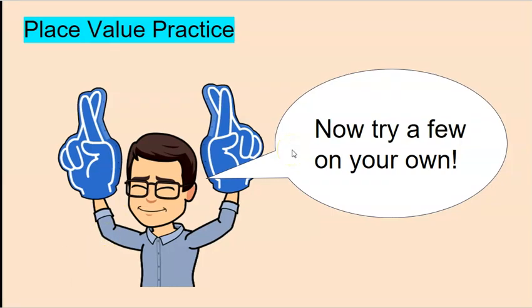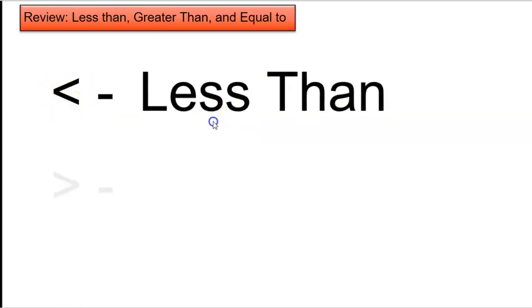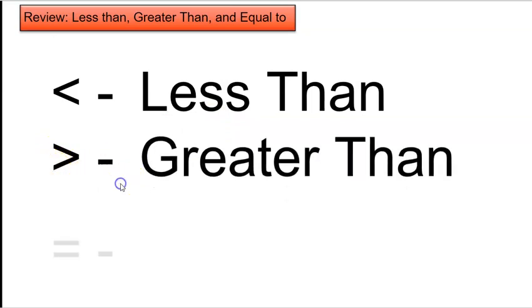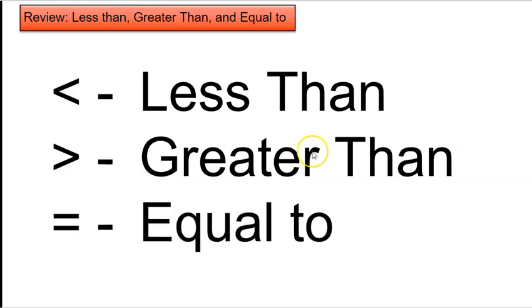Okay, I hope that wasn't too hard for you. I hope you're able to get those done. So now let's move on to our review of less than, greater than, and equal to. So this symbol right here means less than. This next symbol means greater than. And this final symbol means equal to. Let's show ourselves how to use these symbols while working with smaller numbers before we move on to large numbers.